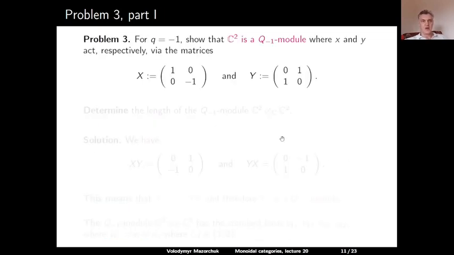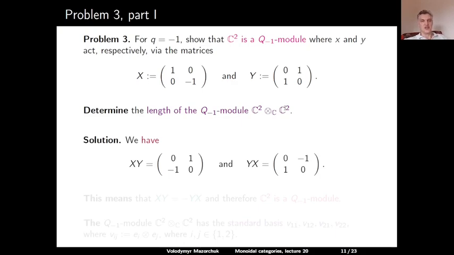Problem 3. For q equal to minus 1, show that C squared is a module over the quantum plane Q corresponding to the value minus 1, where x and y act respectively via the following matrices. So x acts via the matrix 1, 0, 0, minus 1, and y acts via the matrix 0, 1, 1, 0. The assignment is to determine the length of the Q minus 1 module given by the tensor product of this C squared with itself.